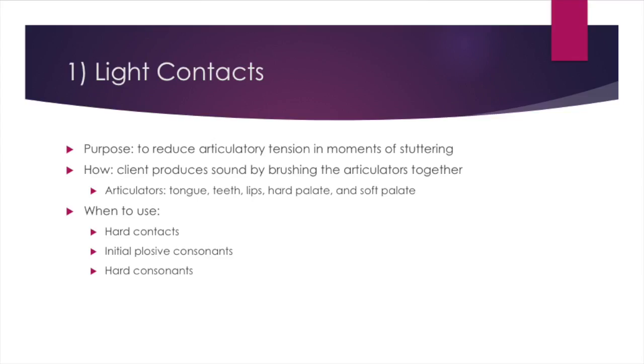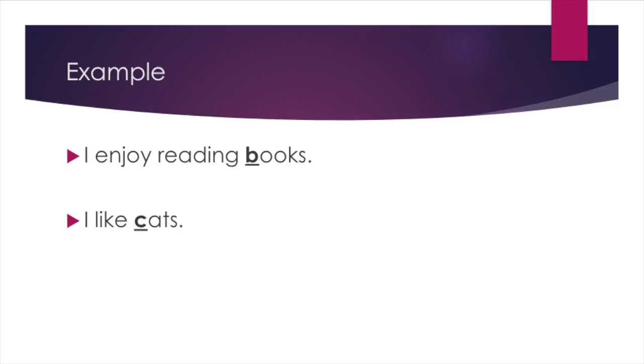The purpose of this technique is to reduce articulatory tension in moments of stuttering. This is commonly used with hard contacts, which occurs due to the anticipation of stuttering on a sound or word. The anticipation often brings the articulators together with a lot of tension, creating this hard contact. The light contacts are used at the initial plosive consonants or hard contacts to reduce tension by articulating the sound with as little tension as possible, with the person who stutters approximating their vocal folds as easily as they can with the least amount of tension.